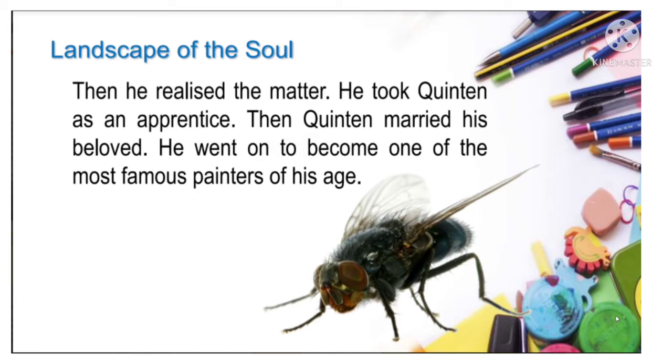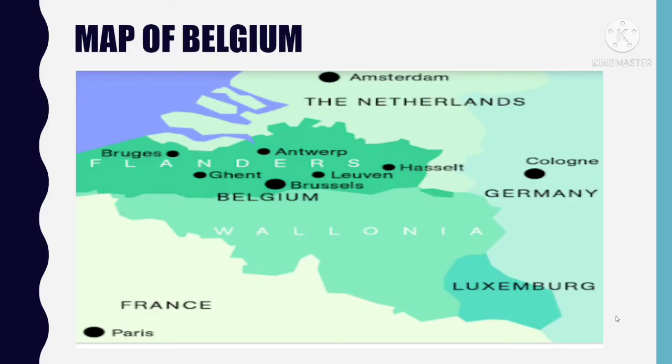Then he realized the matter. He took Quentin as an apprentice. Then Quentin married his beloved daughter. He went on to become one of the most famous painters of his age.